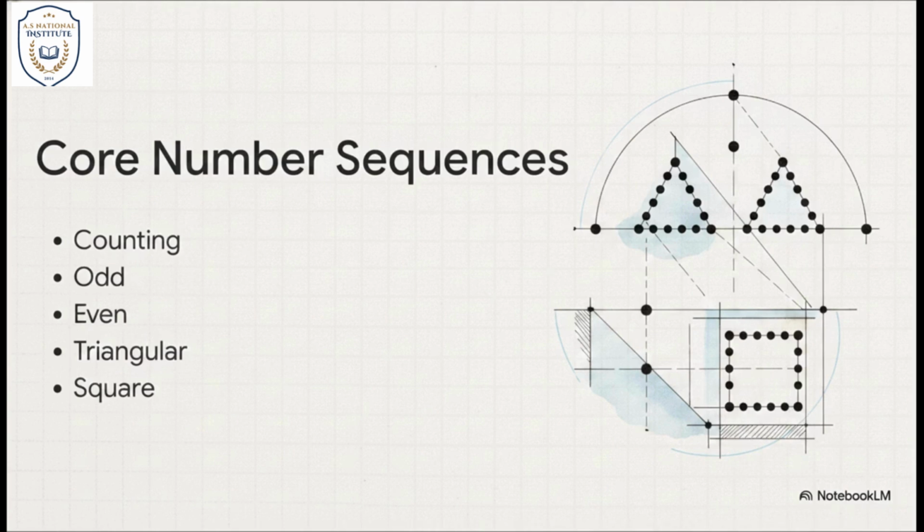Now, on our virtual chalkboard today, we've got the core sequences of whole numbers that'll be our main tools. You already know your counting numbers, your odds, and your evens, but we're also going to get hands-on with triangular numbers like 1, 3, and 6, and square numbers like 1, 4, and 9. These are not just random lists of digits, they are the literal building blocks of structure.